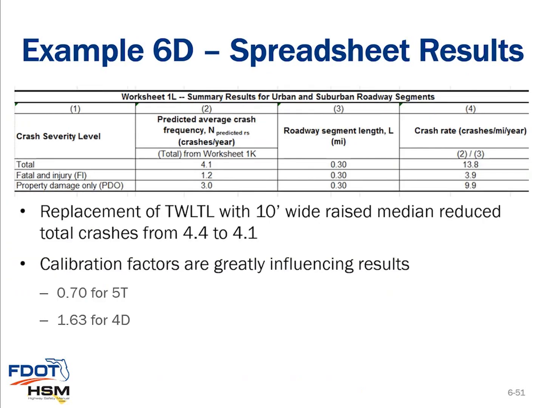We go through this calculation, and with the replacement of the two-way left turn lane with the wider median, we've had a reduction in crashes from 4.4 to 4.1.